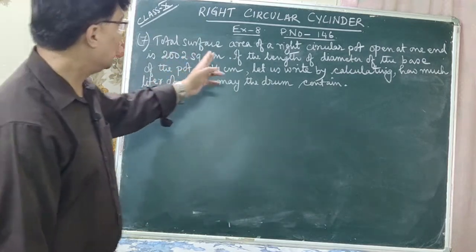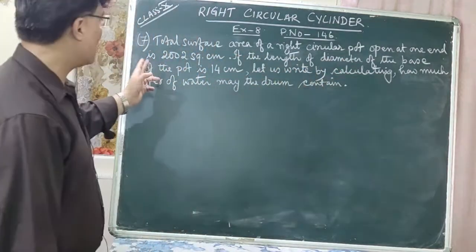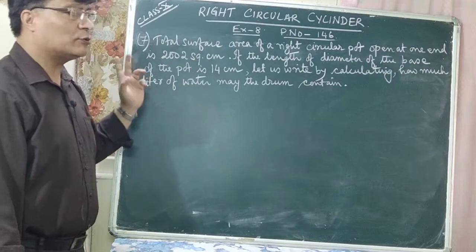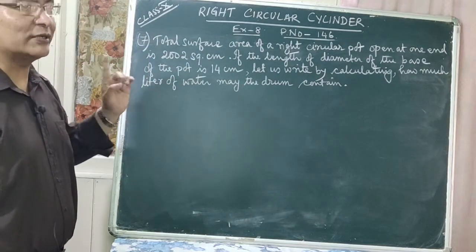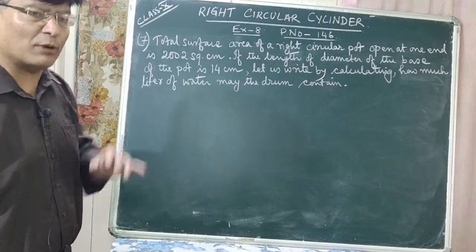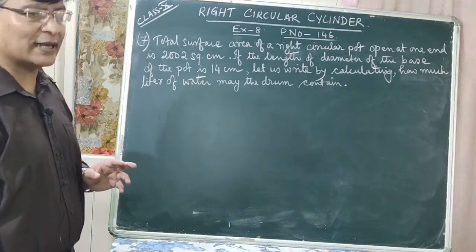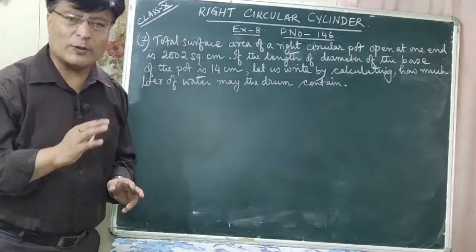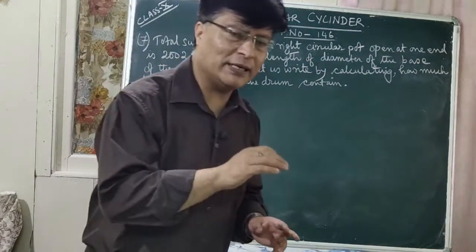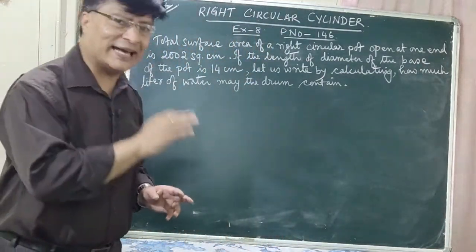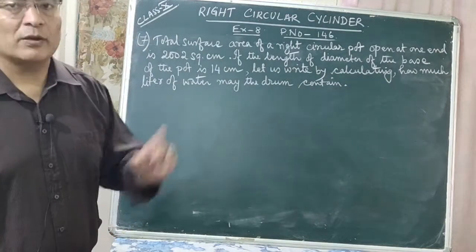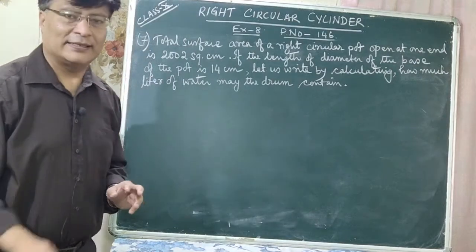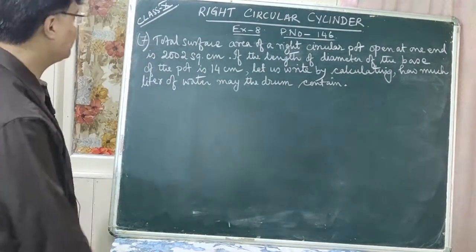Now, if the length of the diameter of the base of the pot is 14 centimeter, you have to find out how much liter of water the pot may contain. That is, you have to find out the volume of water in the pot. In the question it is given that the diameter of the base of the pot is 14 centimeter. So what will be the volume of water that the circular pot will contain? Is that clear? So let us find it now.